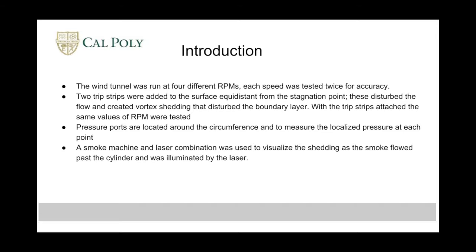In order to properly analyze the boundary layer and its detachment from the surface of the cylinder, pressure ports are located around the circumference to measure the localized pressure at each point, giving an insight into when the flow detaches. For the same purpose, a smoke machine and laser combination was used to visualize the shedding as the smoke flowed past the cylinder and was illuminated by the laser.